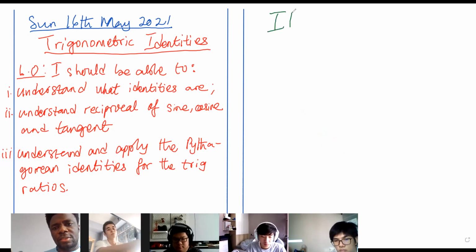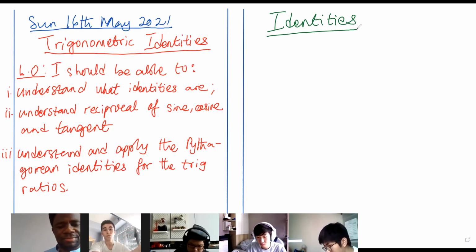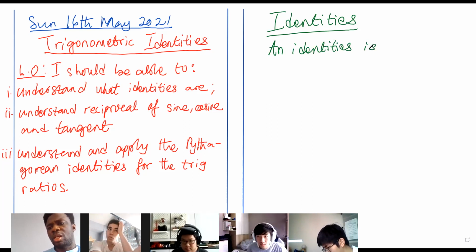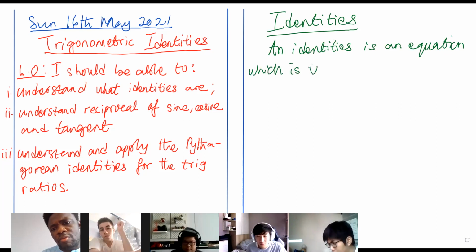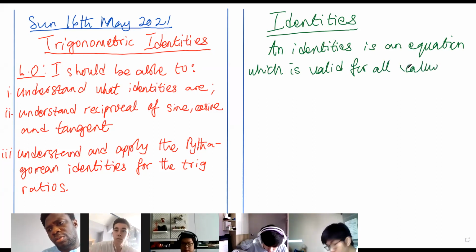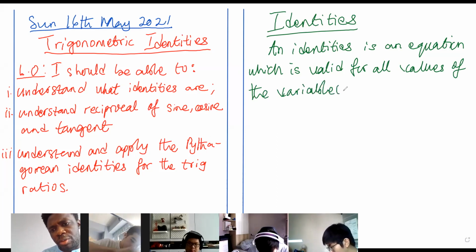So identities. So an identity is, shall we say, an equation? Yeah, can say that. Which is valid for all values of the variable. Variables.